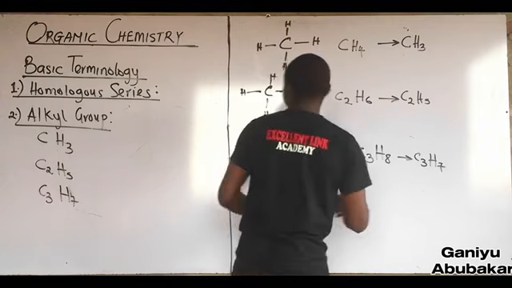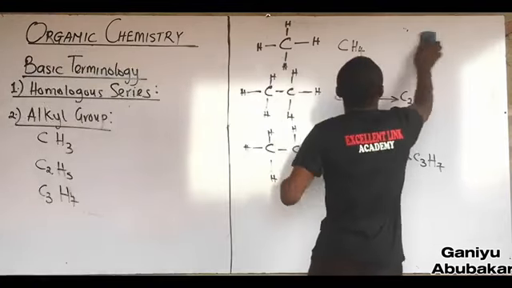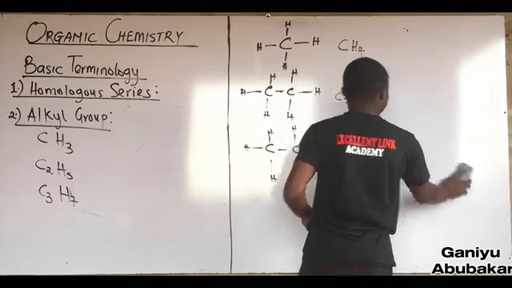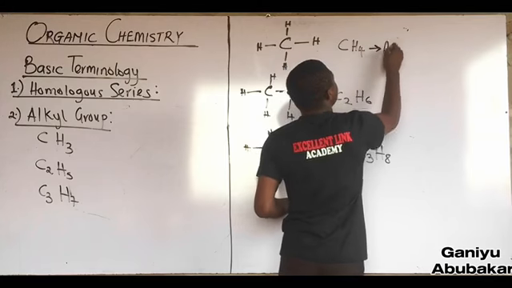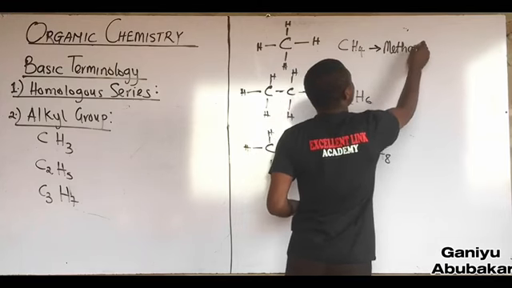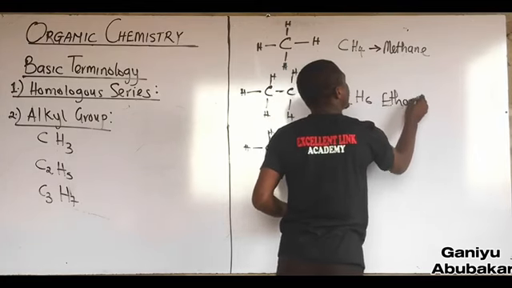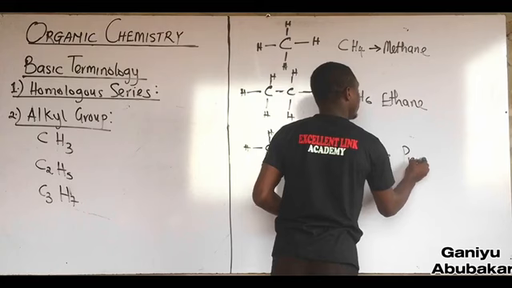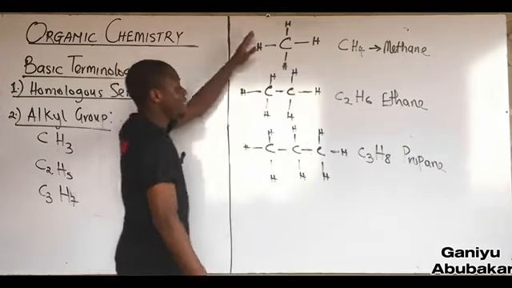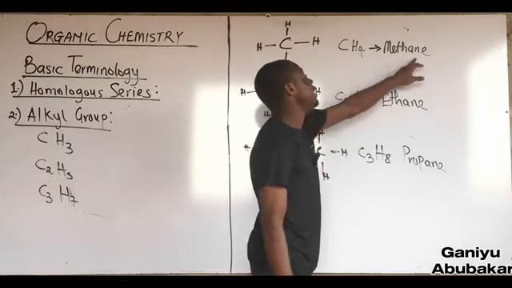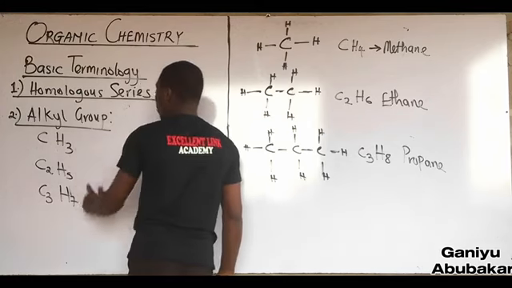So basically, I just said that these ones here are simply the alkanes. This one is called methane. This is called ethane. This is called propane. So the first members of the alkane are methane, ethane, and propane. So now, what will I call this one? How will I name this?